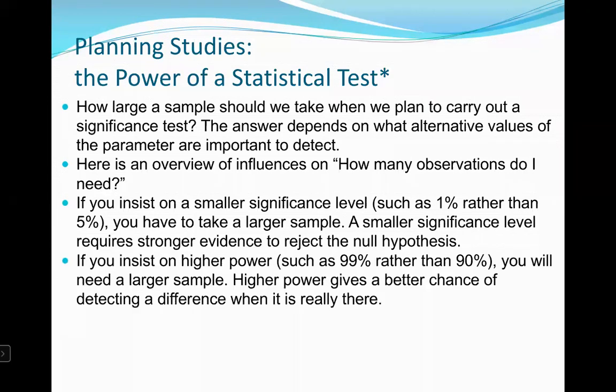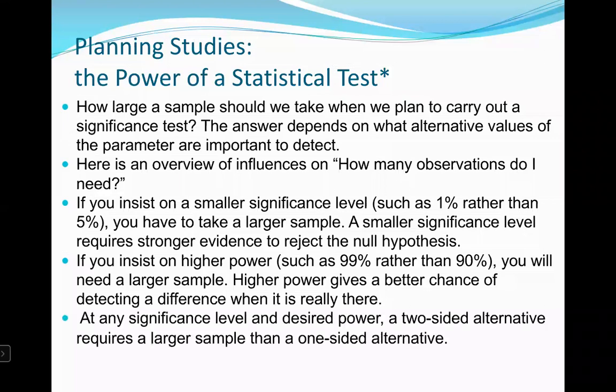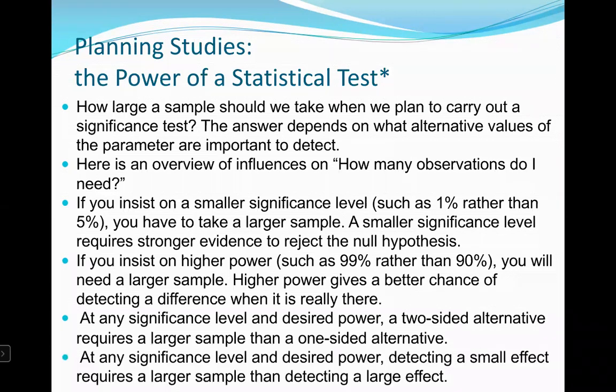If you insist on higher power, such as 99% rather than 90%, you will need a larger sample. Higher power gives a better chance of detecting a difference when it is really there. At any significance level and desired power, a two-sided alternative requires a larger sample than a one-sided alternative. At any significance level and desired power, detecting a small effect requires a larger sample than detecting a larger effect.